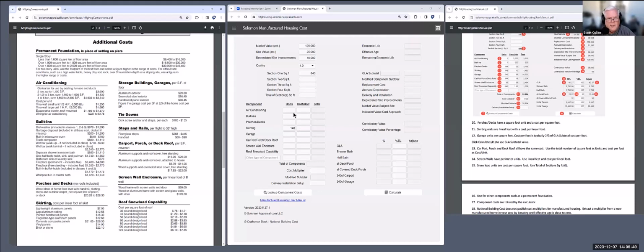Let's say $1,600. This is a unit of one central air unit at $1,600. And then built-ins are things like a dishwasher. Let's say we have a dishwasher, and we think based on this range here, it's $1,100. And then I'm going to skip the porches and decks and so on. I'm going to skip the garage for a minute. The only thing I want to add is the snow load capacity.